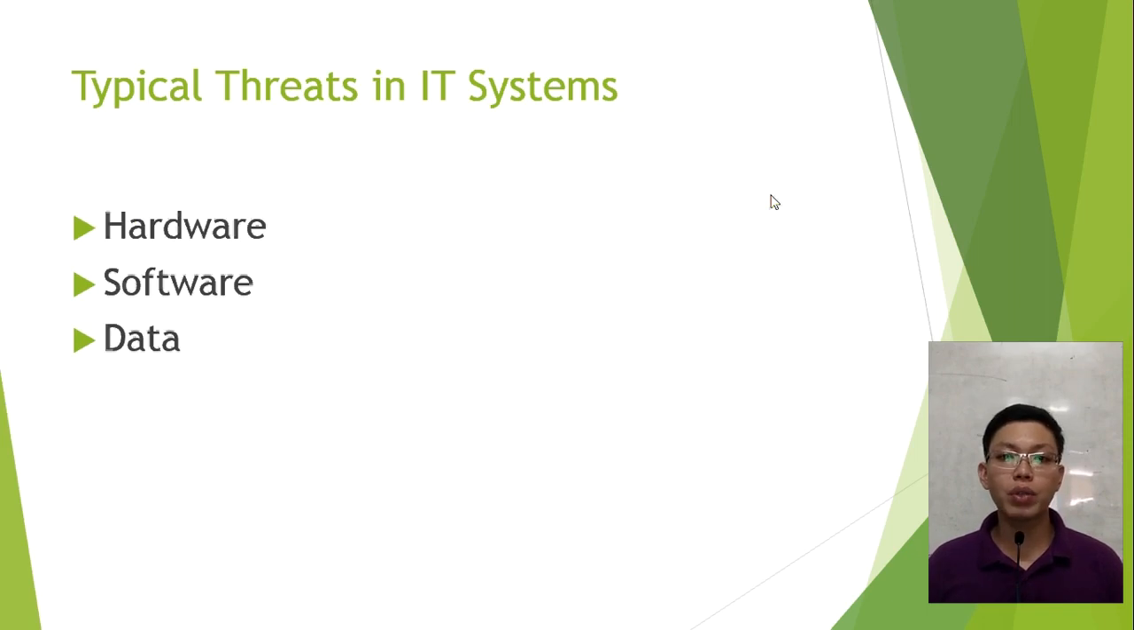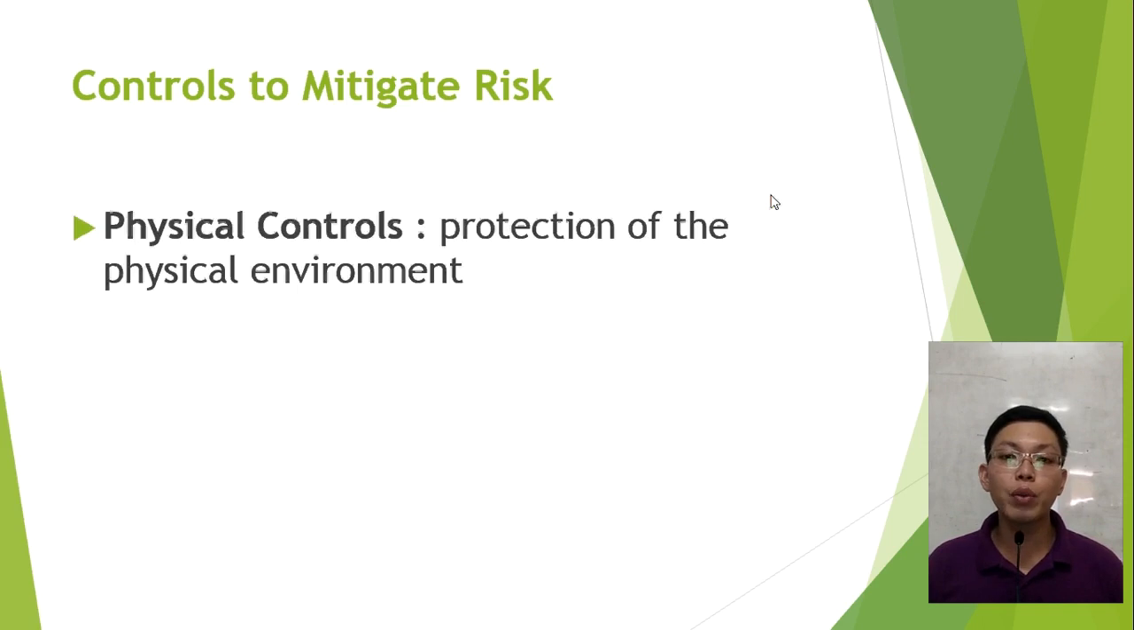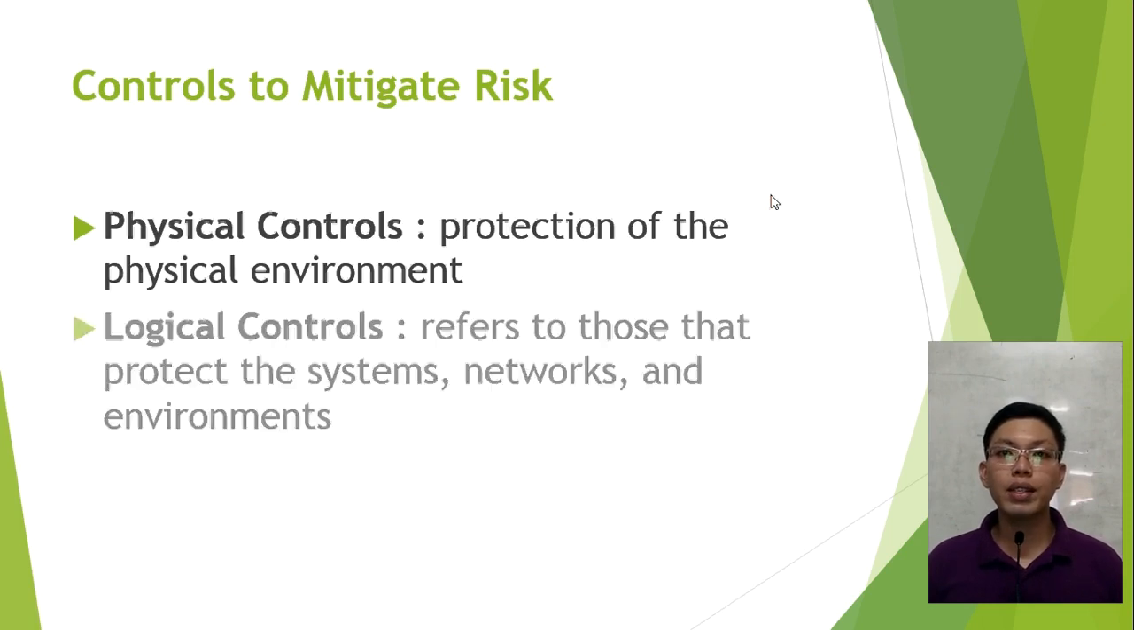In the topic on information security, I learned that there are 3 controls to mitigate risk. One of these is physical controls, which is the protection of the physical environment where the system or any IT assets are located. Physical control includes fences, gates, locks, guards, CCTV cameras, and any other methods of monitoring the physical environment. Another is the logical controls, which refers to those that protect the systems, networks, and environments that process, transmit, and store data.